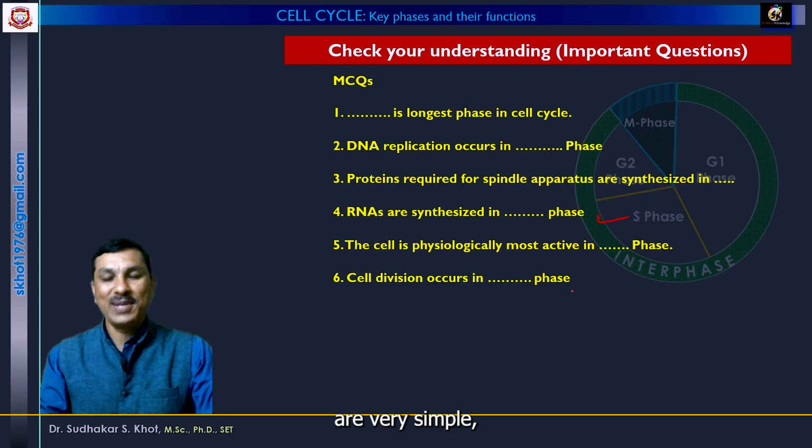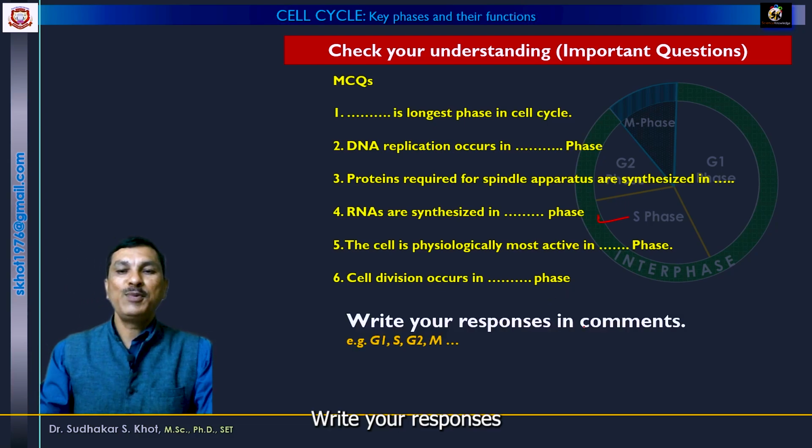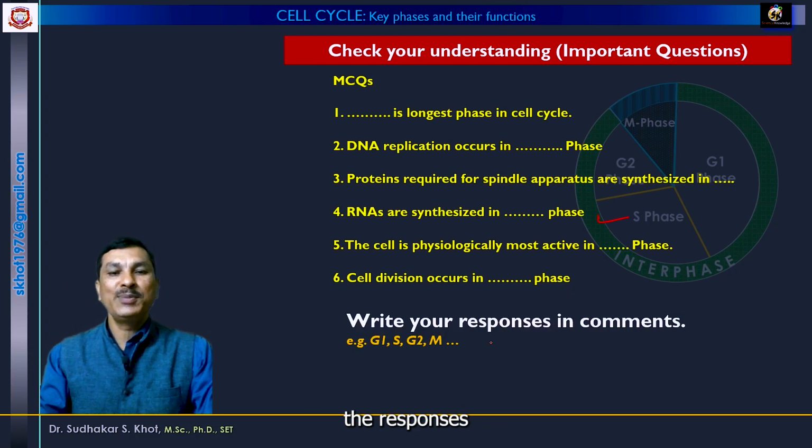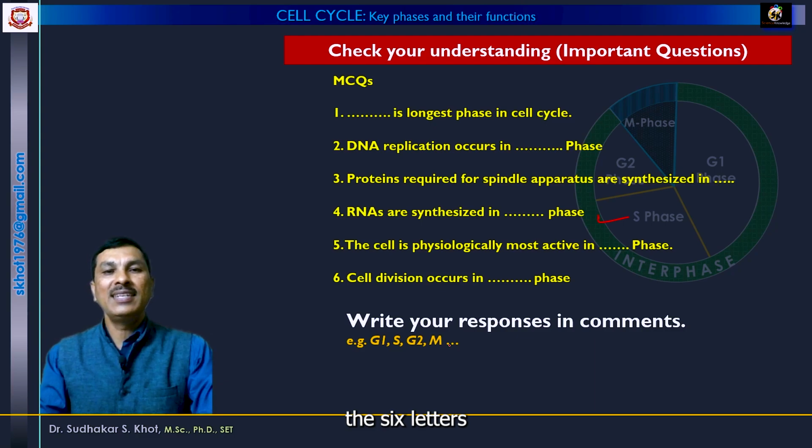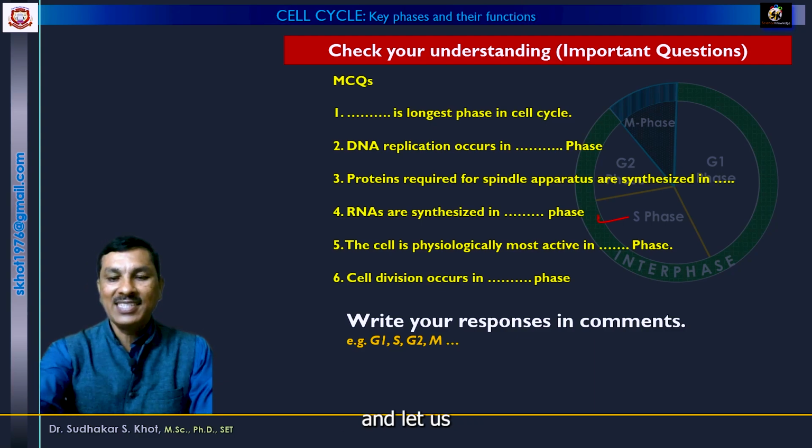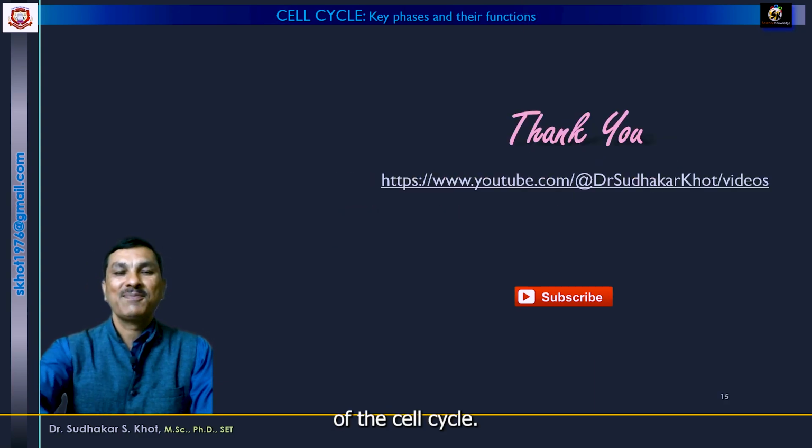The questions are very simple. Write your responses in the comments. You may write your responses in very short forms such as G1 phase, S phase, G2 or M. Simply write down the 6 answers in the comment section and let us check your understanding of the cell cycle.